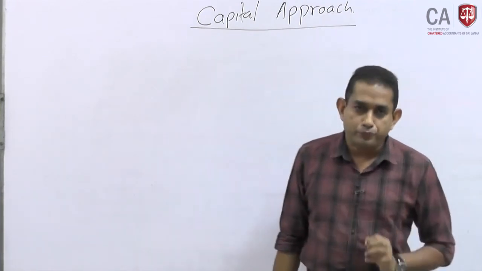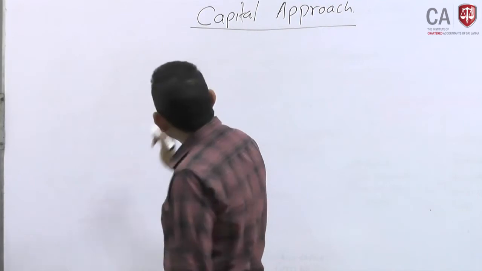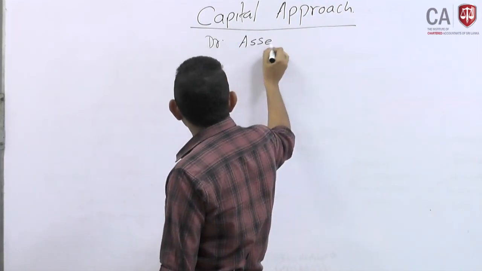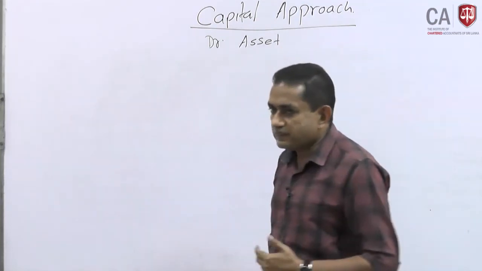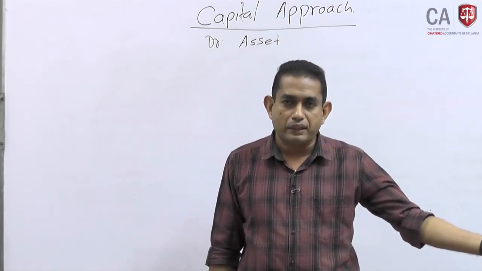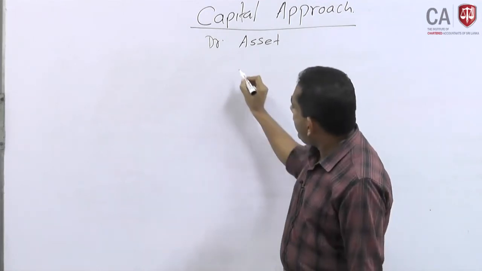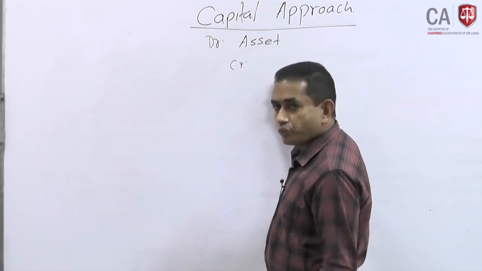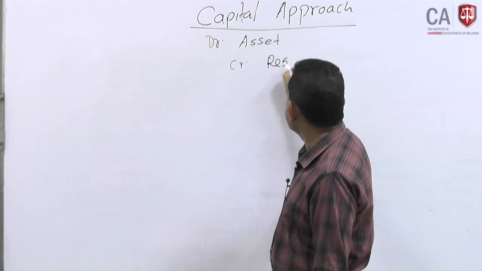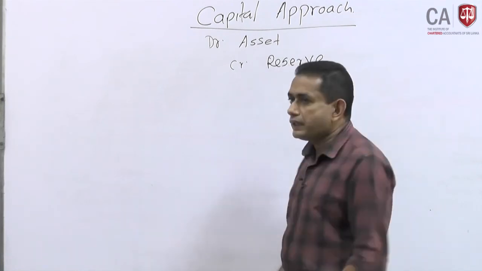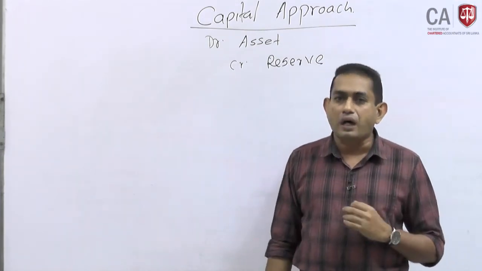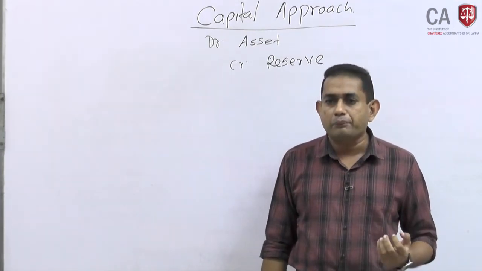Under the capital approach, simply you will debit the asset account. Whatever the asset, it can be a land that is given by the government, you simply debit the land account. And under the capital approach, where does the credit go? You credit a reserve account: debit to asset and credit to reserve. That is the simple accounting requirement under the capital approach.